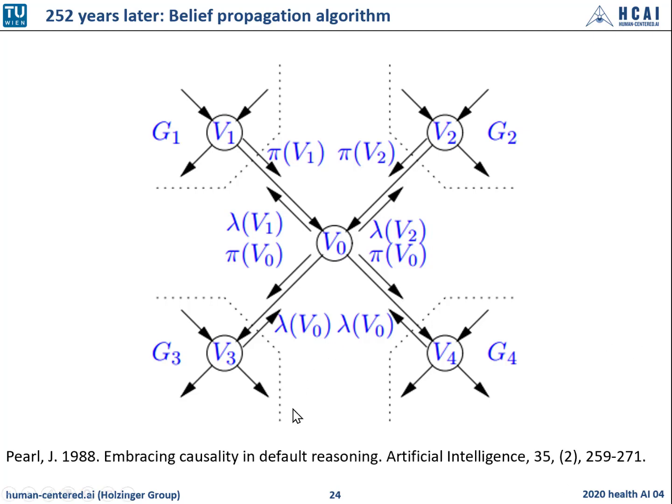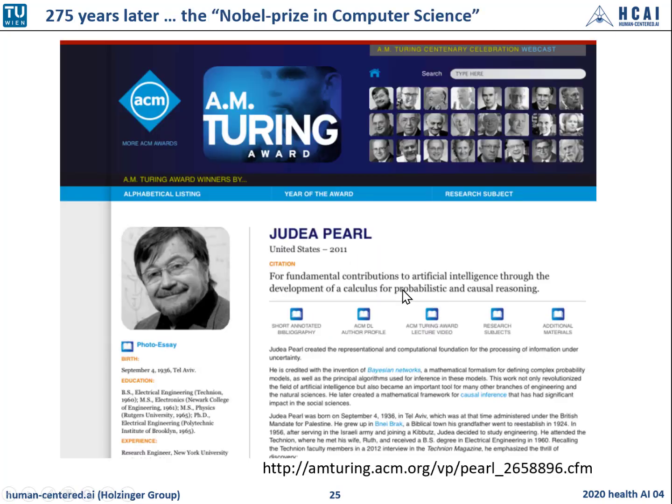We will not spend more time on this now, but go on to the next slide. So 275 years later, Judea Pearl received the Turing Award, the Nobel Prize of Computer Science, for this work. He is called the inventor of Bayesian networks, although we know it should be Laplacian networks, but it is called Bayesian networks. He is famous for causality. And this is extremely important for explainability and interpretability, as we will see later on.